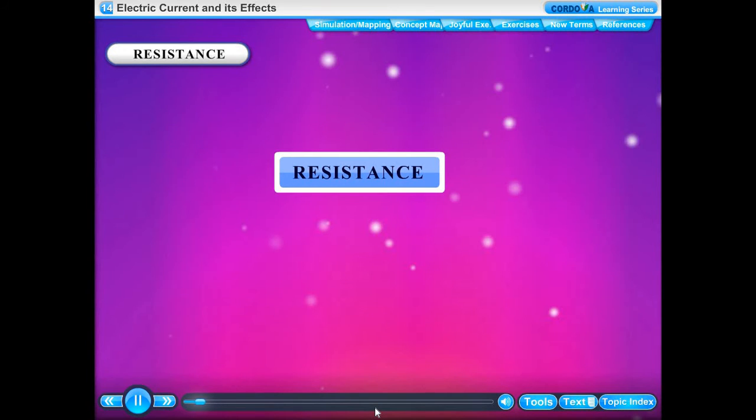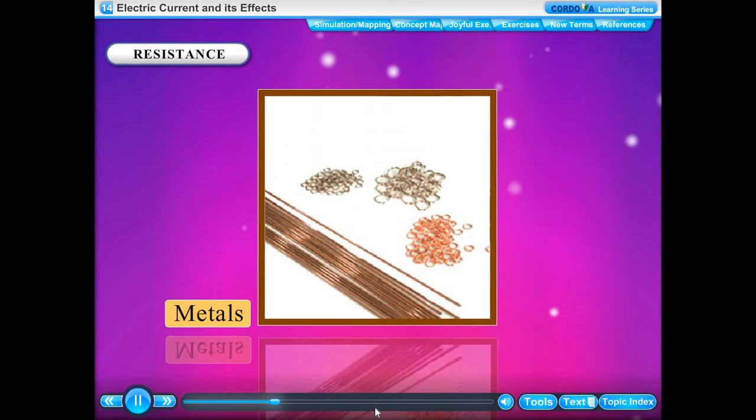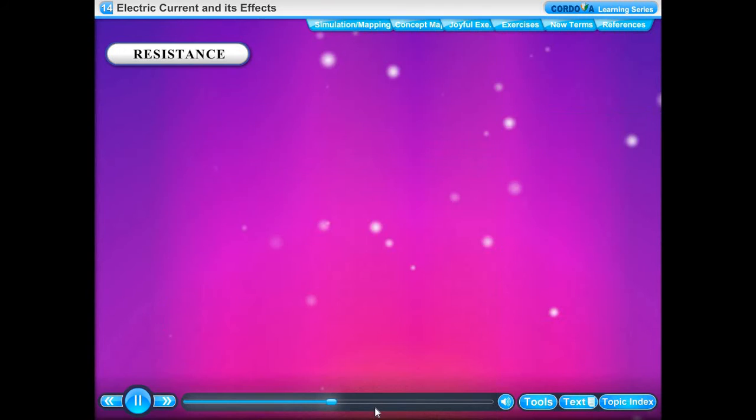Resistance. The property of a material by virtue of which it opposes the flow of an electric current through it is called its resistance. The lower the resistance, the greater is the current flowing. Materials like metals have a very low resistance. So, they conduct electricity well and are called good conductors of electricity or simply conductors.